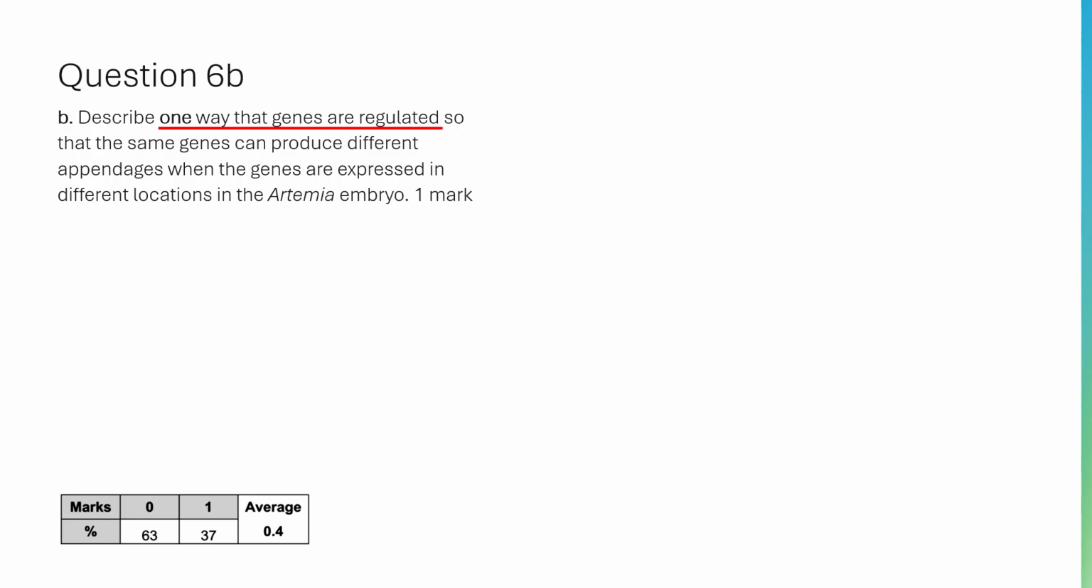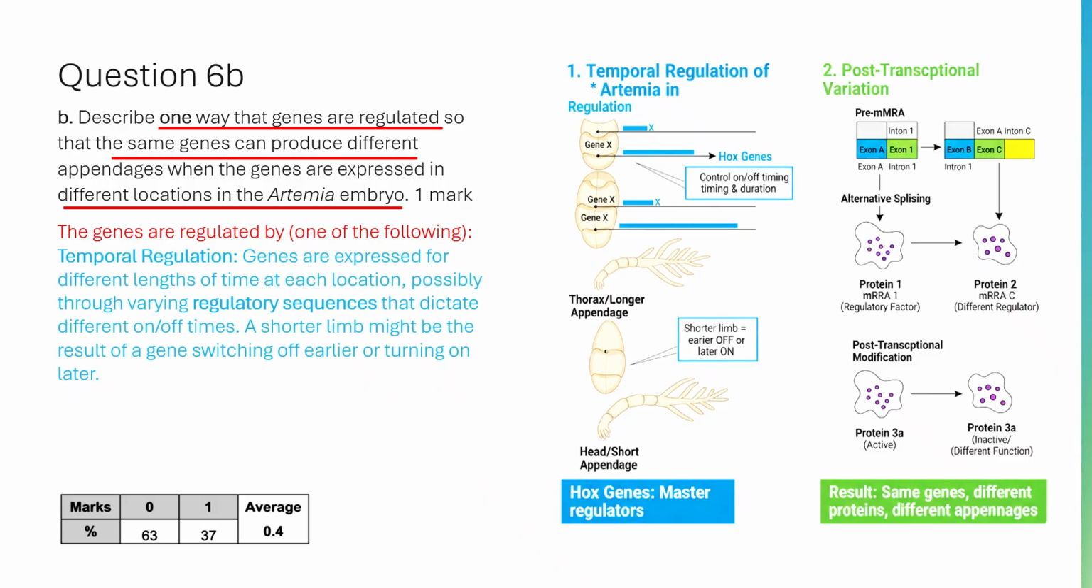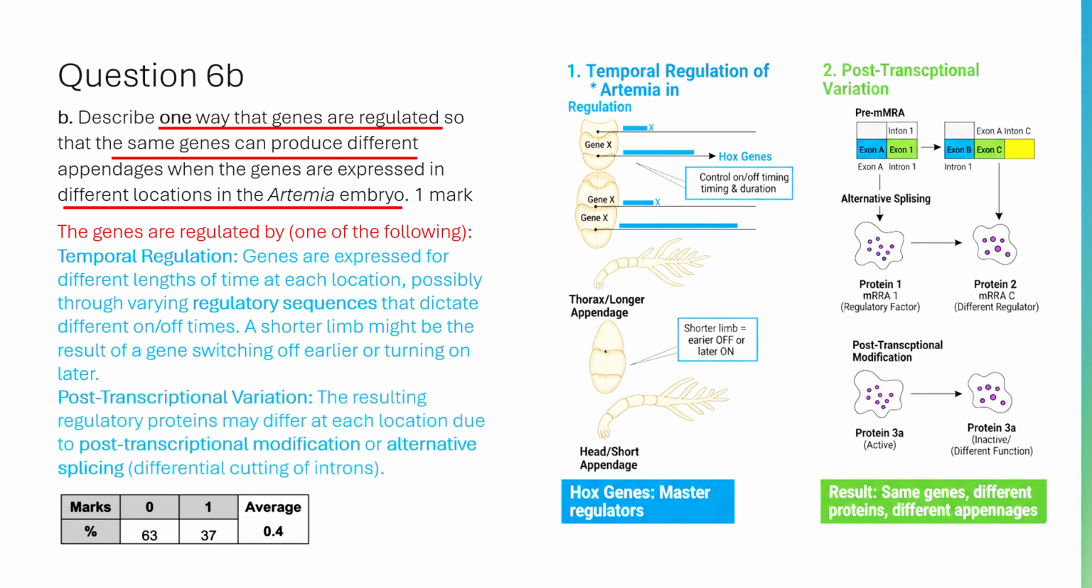The creation of different appendages in specific locations in the Artemia embryo, despite the involvement of the same downstream genes, is controlled by the expression of Hox genes through multiple mechanisms. Temporal regulation. Genes are expressed for different lengths of time at each location, possibly through varying regulatory sequences that dictate different on and off times. A shorter limb might be the result of a gene switching off earlier or turning on later. Post-transcriptional variation. The resulting regulatory proteins may differ at each location due to post-transcriptional modification or alternative splicing, differential cutting of introns.